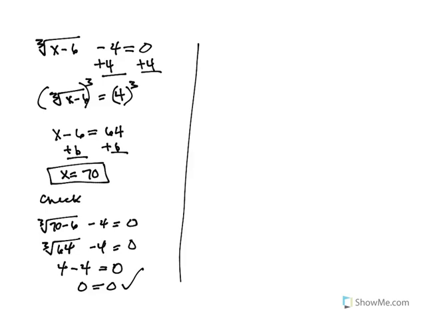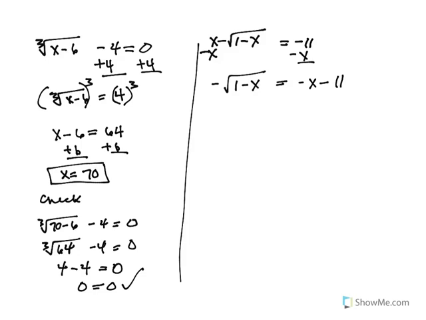Let's look at this other one. For this particular problem, the radical is not isolated, so I need to isolate the radical. This x in front of the radical is going to have to move, so I'm going to subtract x on both sides. So I get negative square root of 1 minus x equals negative x minus 11.